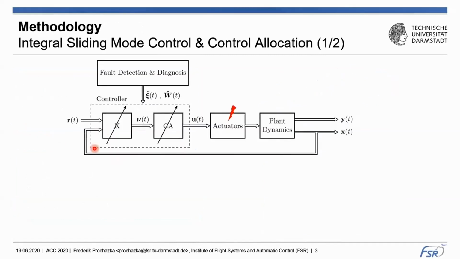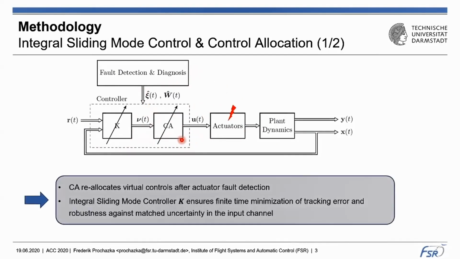So here you can see our controller setup, and this adaptive controller consists of an integral sliding mode part and a control allocation module, which distributes these virtual controls amongst the actual physical actuators. And as soon as an actuator fault occurs, a fault detection and diagnosis module informs the controller, and then the control allocator redistributes these virtual controls amongst the remaining healthy actuators.